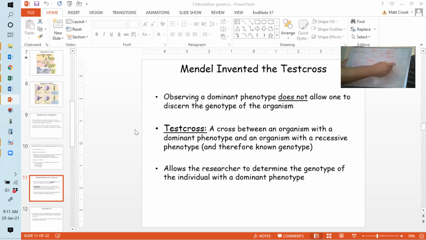What about if your mystery individual is actually heterozygous? What are you going to get in the offspring now? Oh, actually, let me back this up a little bit. What gametes are you going to get from that heterozygous individual? Both dominant and recessive? That's exactly right.